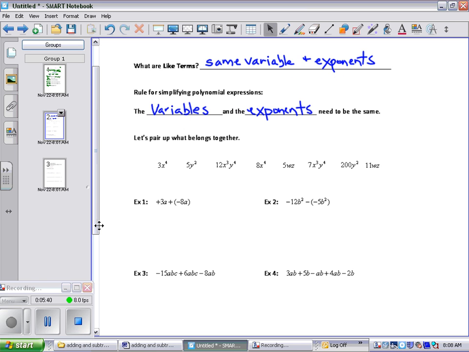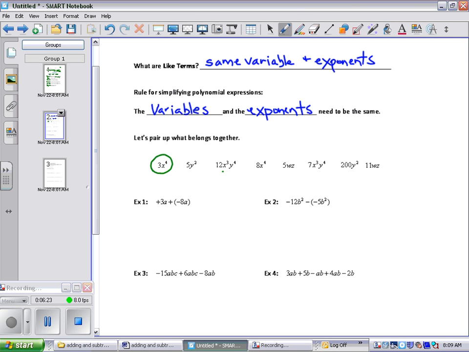Now, if you're not making sense of what that means, look at these numbers down here. There's numbers and variables and exponents, and we're going to pair what belongs together. So the first thing I'm going to do is put a circle around my 3x4. I'm looking for the same variable. Remember, my variable is the letter. So I'm looking for the same variable and exponent. For this one right here, I've got a variable, which is x, but I don't have the same exponent. And I also have a y that's hanging out with that. I don't want that.